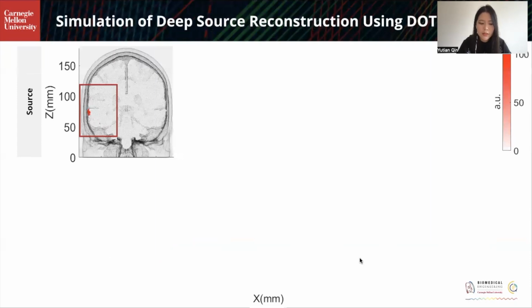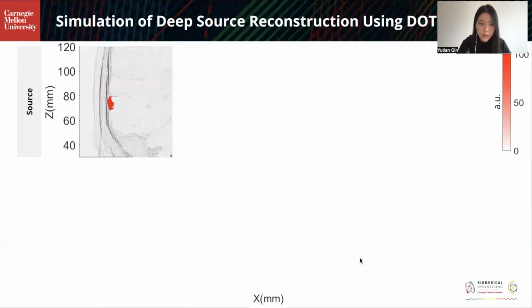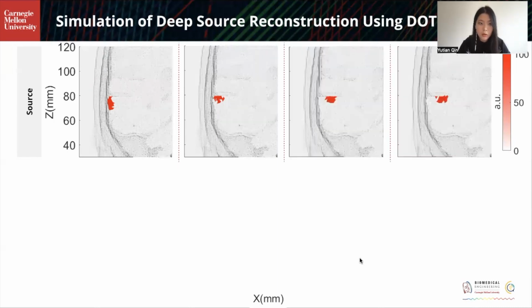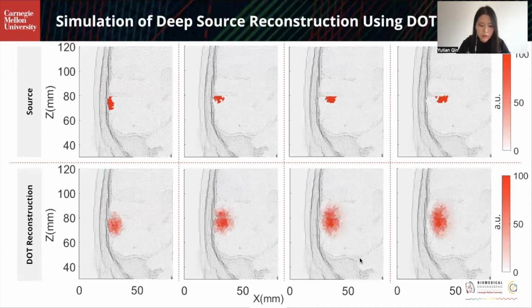So let's look at the DOT reconstruction of sources with different depths first. Zooming to the sulcus, we can see that the neural sources are moving deeper and deeper. Correspondingly, the DOT reconstruction, which will be used as a spatial prior later, is becoming more and more diffuse when the source is deeper. So what would happen if we use this result to help the EEG reconstruction?